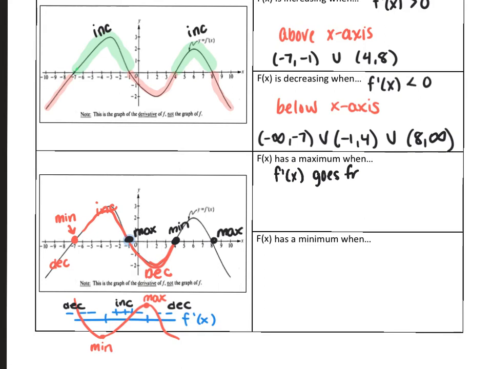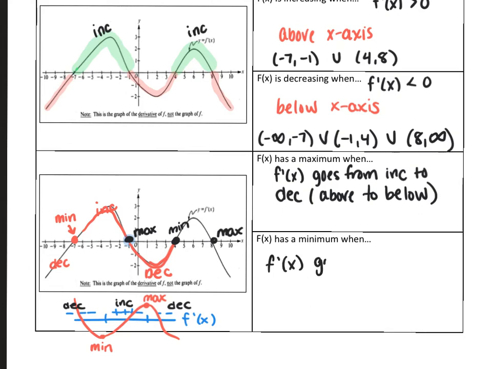goes from increase to decrease, or above to below. And then f of x is going to have a minimum when f prime goes from decreasing to increasing, or in other words, below the x-axis to above.